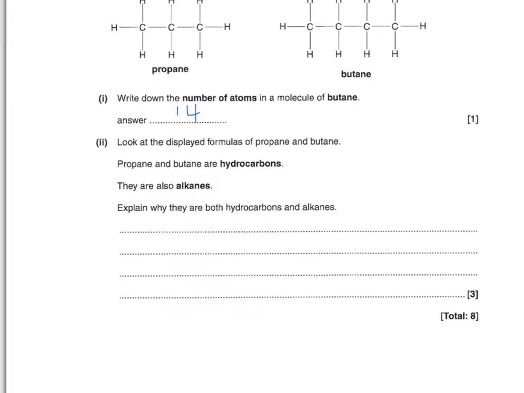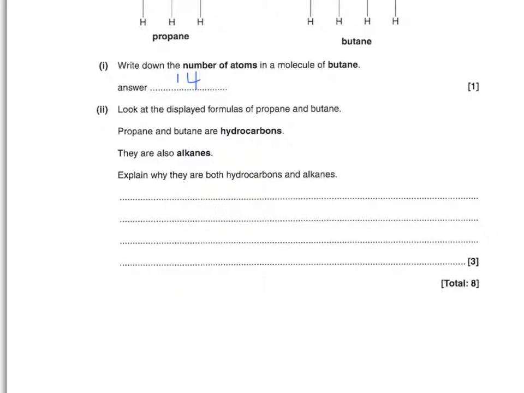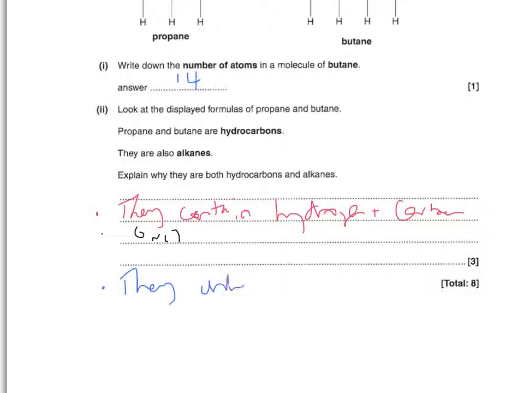And then look at the displayed formulas of propane and butane. Propane and butane are hydrocarbons. They're also alkanes. Explain why they're both hydrocarbons and alkanes. So if you start with hydrocarbons, that is that they contain hydrogen and carbon. That's the first mark. Second mark is saying only hydrogen and carbon. And the third mark is saying that they only contain single bonds.